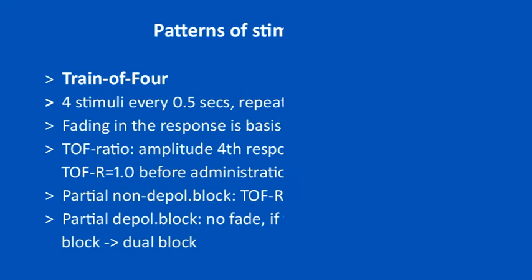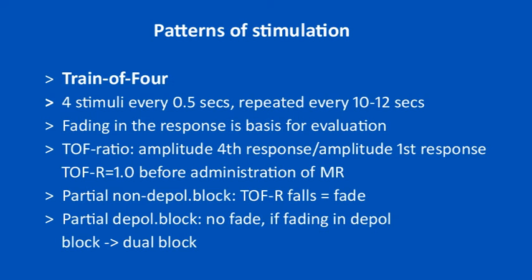Coming to the train of 4 method of stimulation, this is the most common method of stimulation used in routine clinical anesthesia practice. Here we give 4 supramaximal stimuli at 0.5 second intervals, and it is repeated every 10 to 12 seconds. Fading in response is the basis for evaluation. TOF ratio is the ratio of amplitude of the 4th response to amplitude of the 1st response.